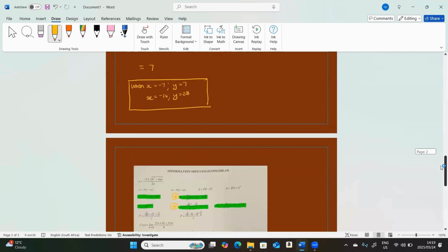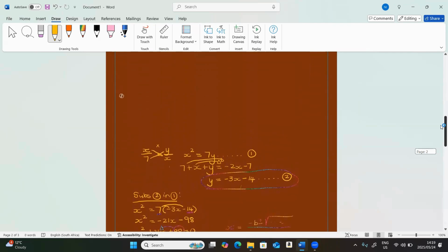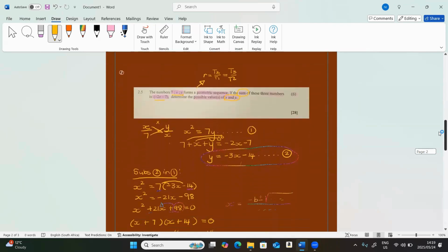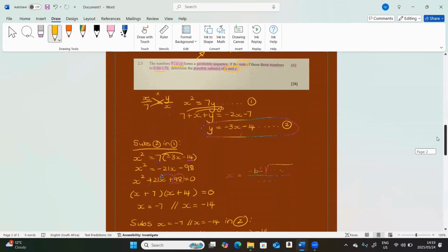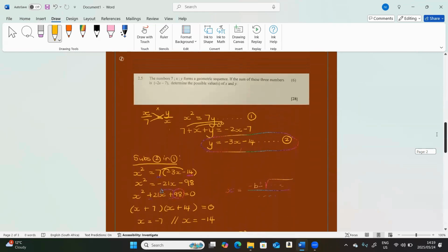Okay, guys, so that was it for question number 2. As you would see then, the only thing that made this 2.5 a bit difficult is that you had to realize that you have to do simultaneous equations. You have to set up your equations yourself, and from there we know how to do simultaneous equations.